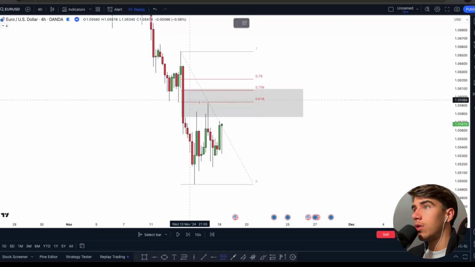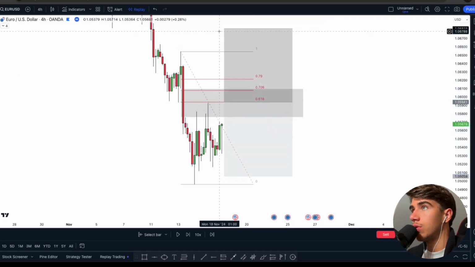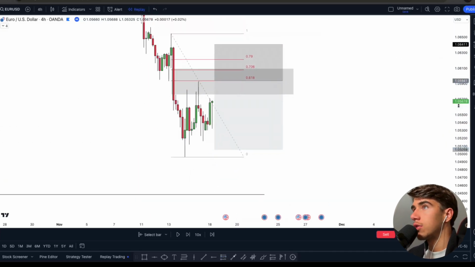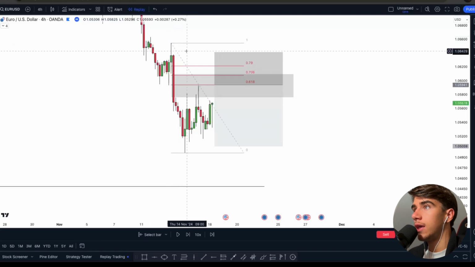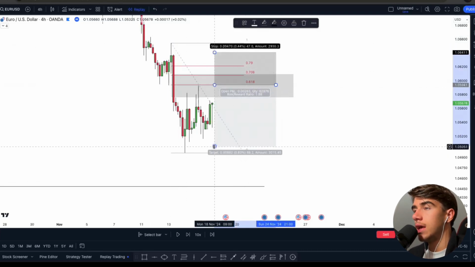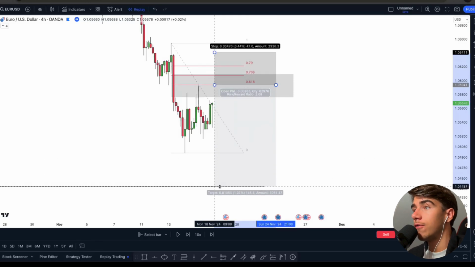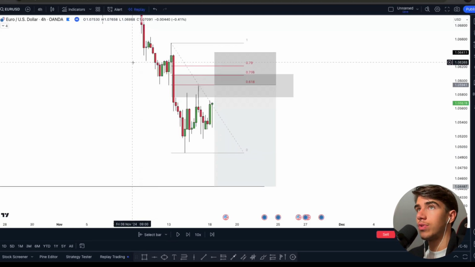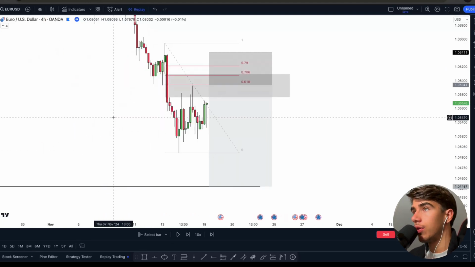So I called out on Friday of last week that I was going to short the Euro USD here for a swing trade, and my stop loss was a tiny bit below this high here. My entry was the 0.618 of the optimal trade entry, and my take profit was my first POI, my first weekly POI, which again was that internal range liquidity low and not the monthly imbalance.